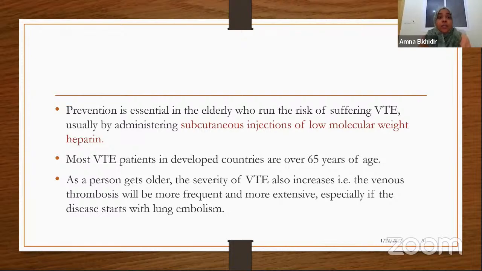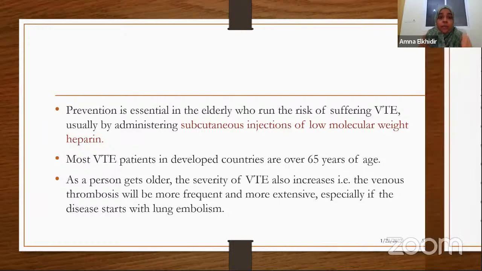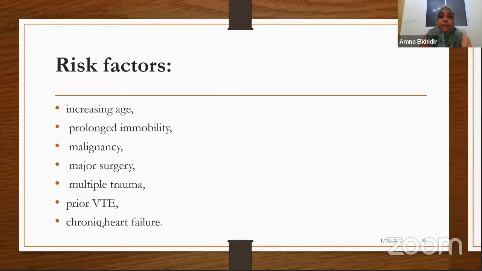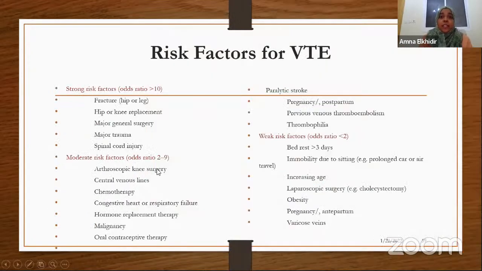Most patients with venous thromboembolism are over the age of 65 years. As the patient gets older, the severity also increases. The risk factors for developing thromboembolism are increasing age, prolonged immobility, malignancy, major surgery, multiple trauma, a prior history of embolism, or chronic heart failure. Here, risk factors for thromboembolism range from strong risk factors to moderate and weak factors.